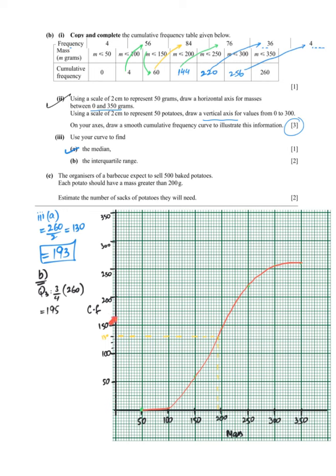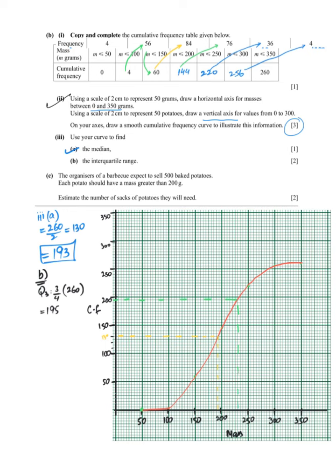So 150, 160, 170, 180, 190, and 195. Just below the value of 200. So that is your upper quartile, 195. Find the value on the graph, this one, and then mark your line on the x-axis to find out the value of the upper quartile.